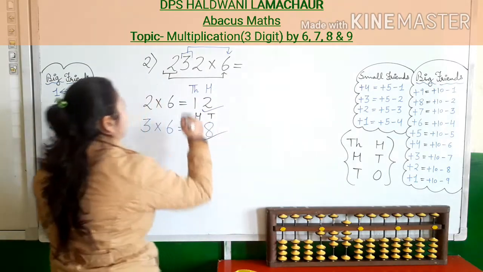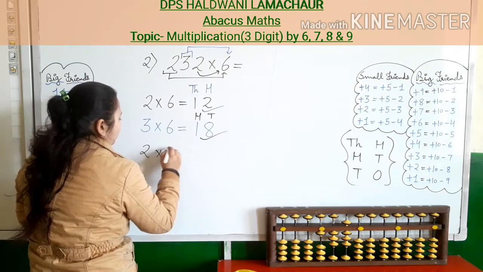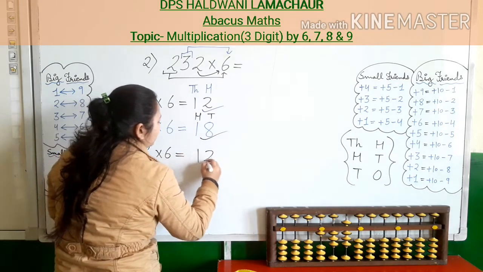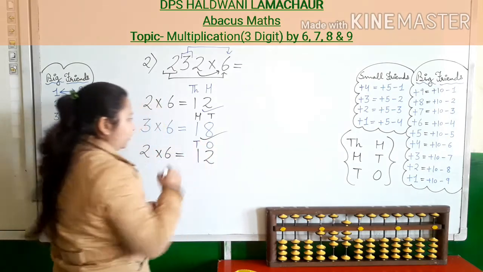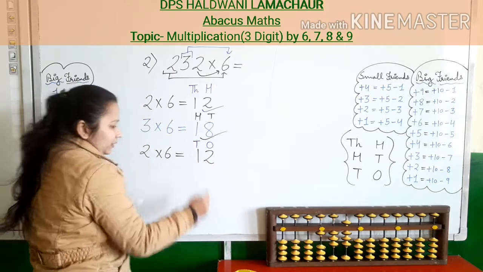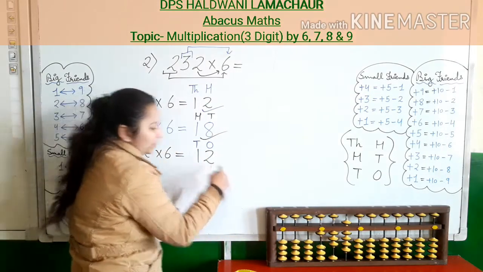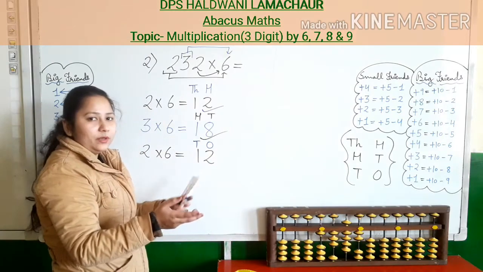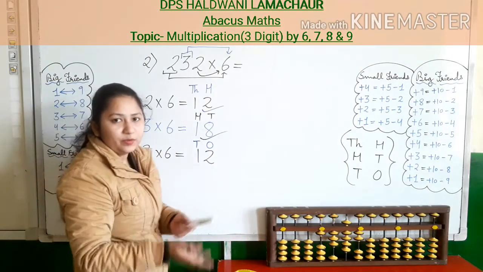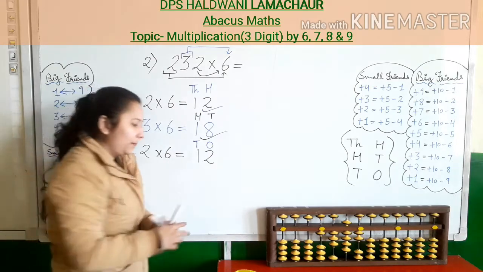So this is done. Now the last is multiply 2 with 6. 6 2s are 12. Now according to pattern, this will go in 10, this will go in 1 slot. Now 1 in 10 slot. See 1, see it is there. And 2 in 1 slot. See 1, 2. Now count. See, there is no lack of beads, so we have not used any small friend or big friend formula.